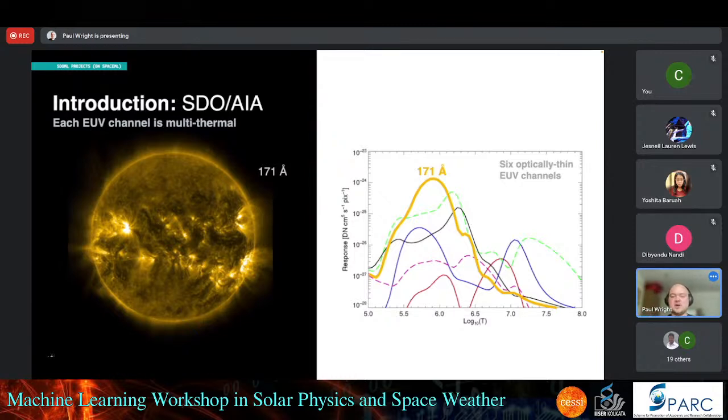Here we show the 171 image on the left and the response function on the right. So 171 observes plasma at approximately 1 million Kelvin and is relatively isothermal compared to the other channels. Unfortunately, the majority of channels aren't isothermal, and some have substantial multi-thermal behavior, such as the blue channel there, which I think is 2 on 1.